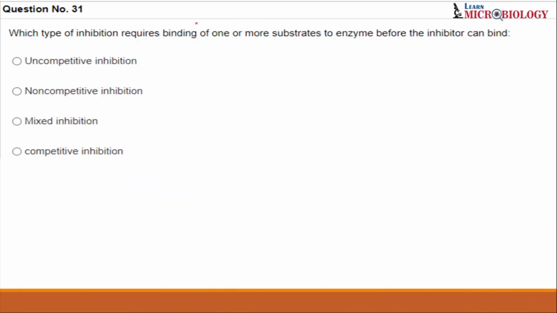Let's move to the next question. Question number 31. Which type of inhibition requires binding of one or more substrates to the enzyme before the inhibitor can bind? We know enzyme and substrate bind together to form the enzyme substrate complex, and later on it splits, the enzyme is released and the product is formed. This is a normal enzyme substrate reaction.